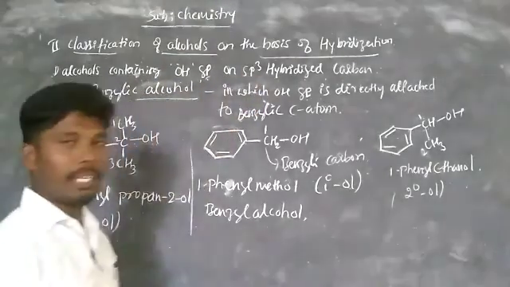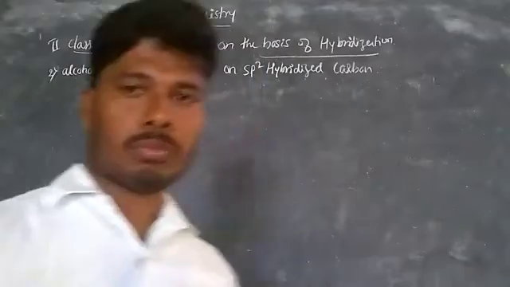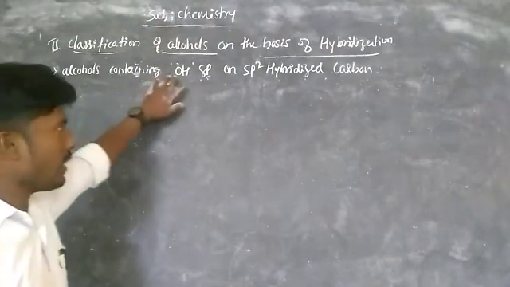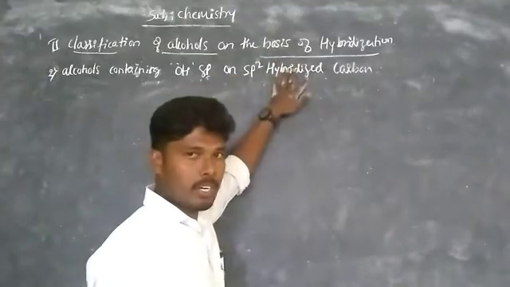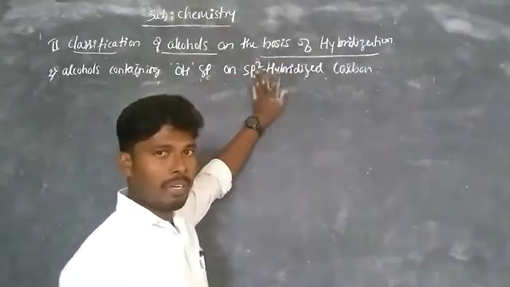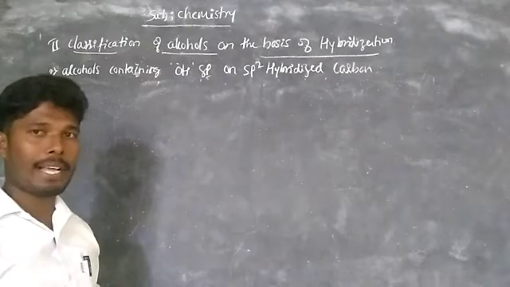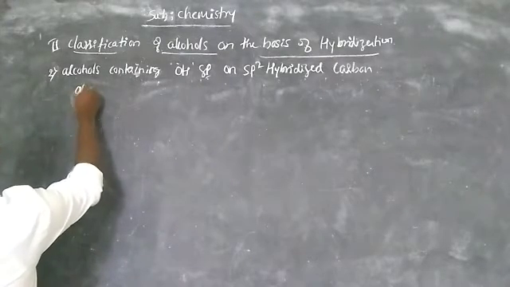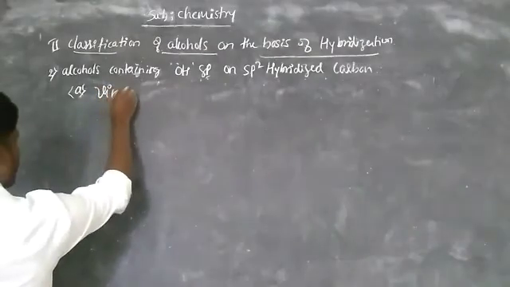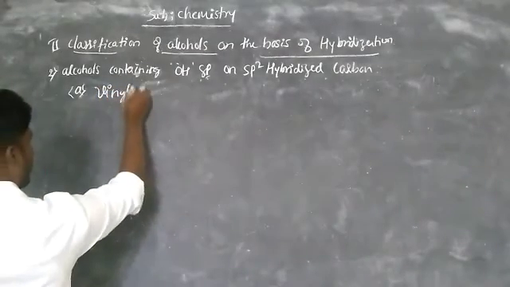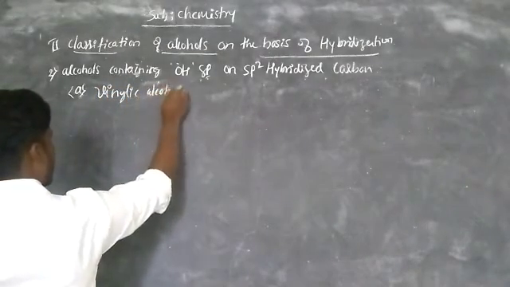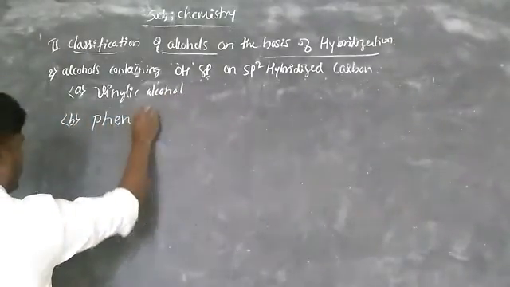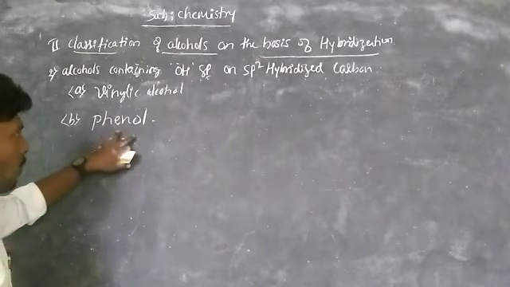Now take sp2. See, the next classification is alcohols containing OH group on sp2 hybridized carbon. Already we have studied sp3, now sp2. So this sp2 hybridized carbon atom of an alcohol is classified into 2 types. One is vinylic alcohols, and the second one is phenols.